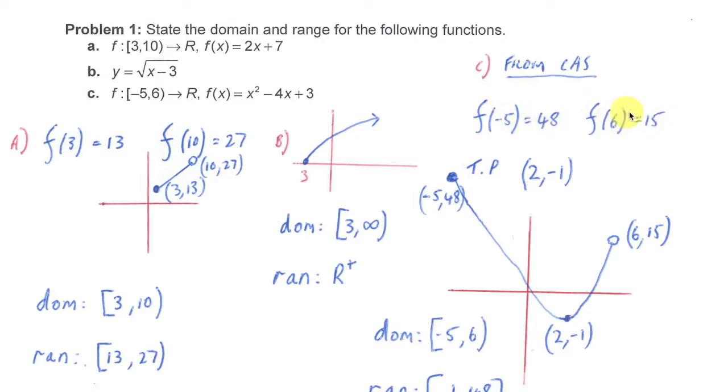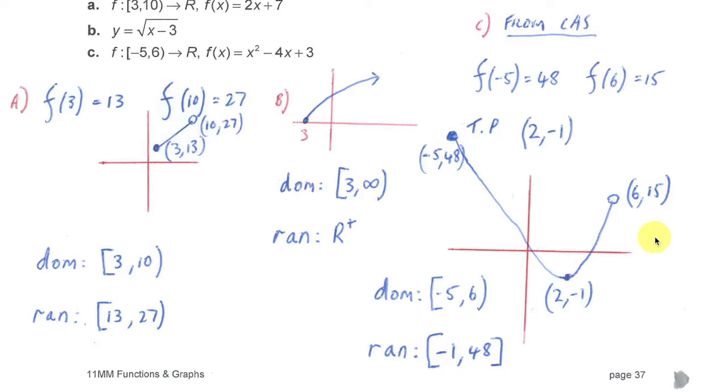I would then graph f of x and then obtain the turning point just by analysing the graph and looking for the minimum and hovering over it. So you can see here that I produced a turning point of 2, -1. Here's my endpoint here, -5, 48, and 6, 15.